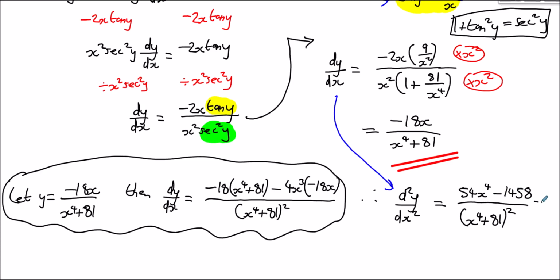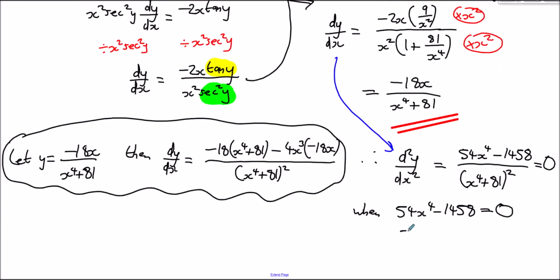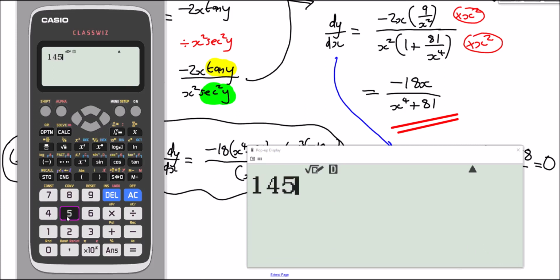So the second derivative is going to be equal to 0 when the numerator is equal to 0. So then we need to work out what x is. So add 1458 to both sides. 54x to the 4 equals 1458. Divide by 54. So 1458 divided by 54 gives 27.